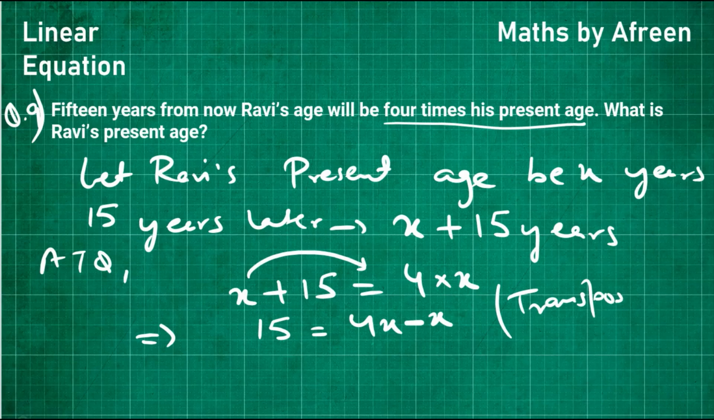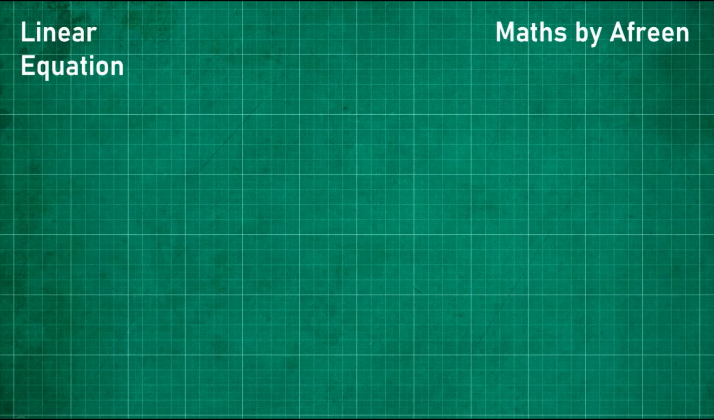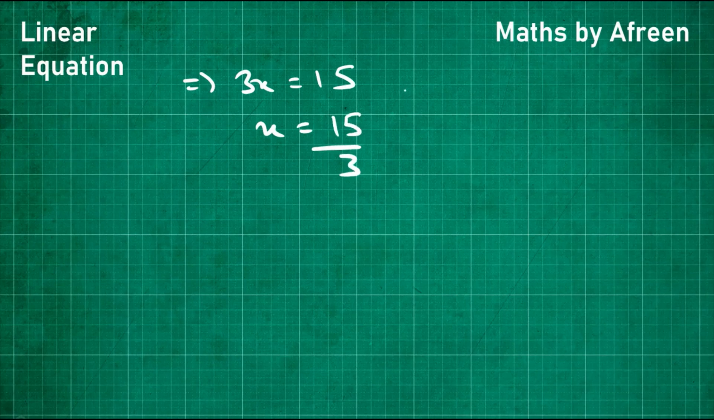Transpose x from left hand side to right hand side. Now what will we do? That implies 15. 4x minus x will be 3x. In the next slide I will continue this. That implies 3x equals 15. That means x equals 15 divided by 3.